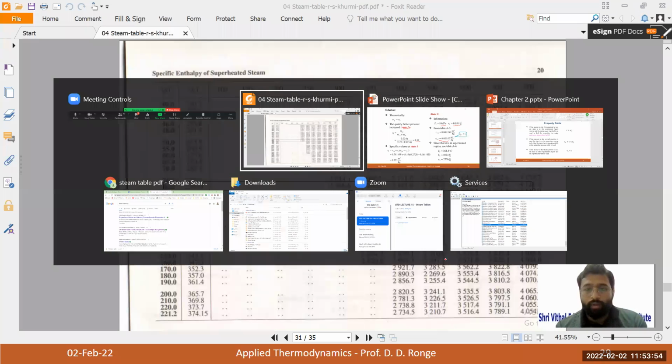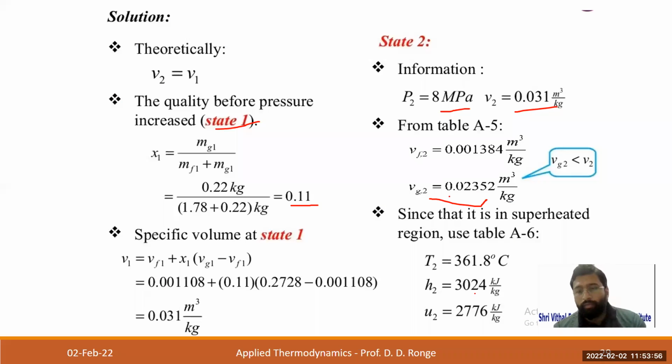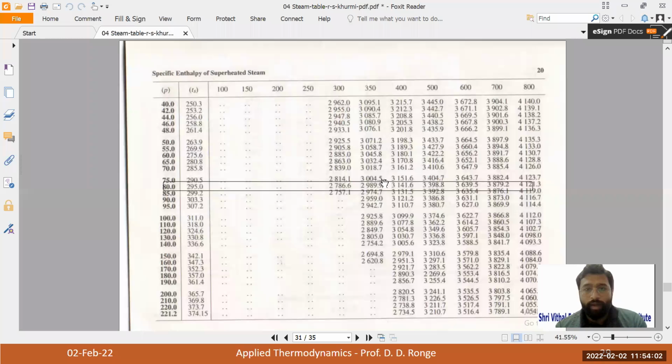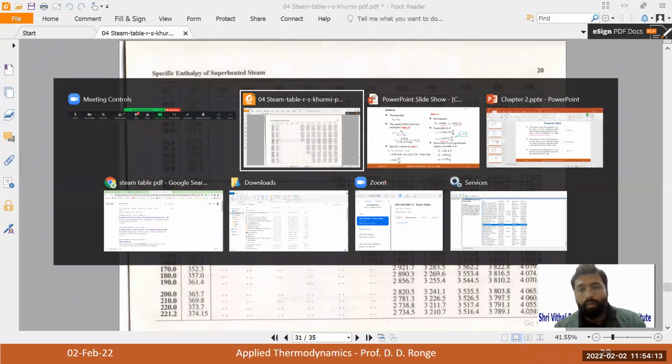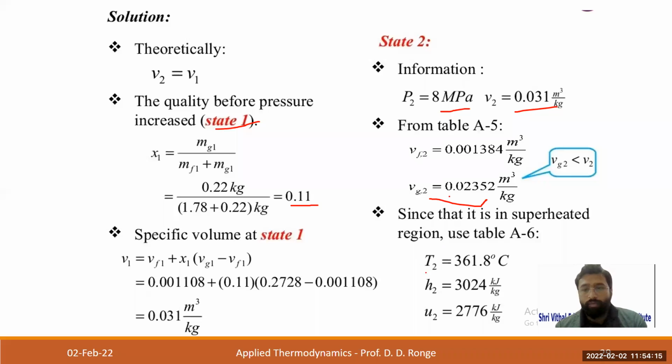So the specific enthalpy is 3024. So 3024 lies between these two values, 2989 and 3141, and it is calculated by interpolation. Now, the last is specific internal energy. That also can be calculated from the tables, right?